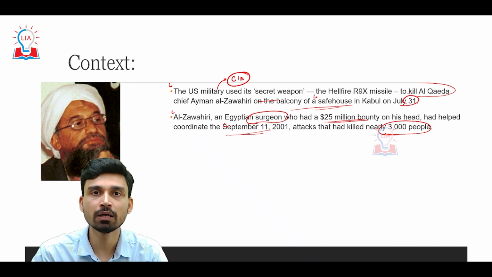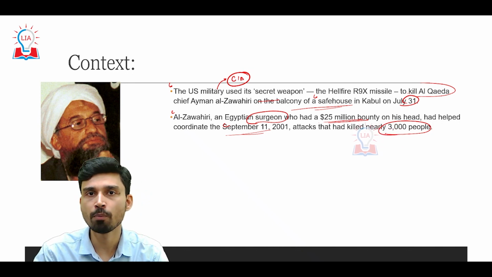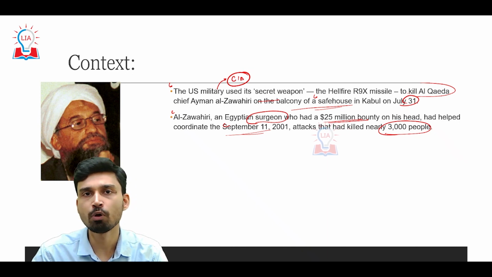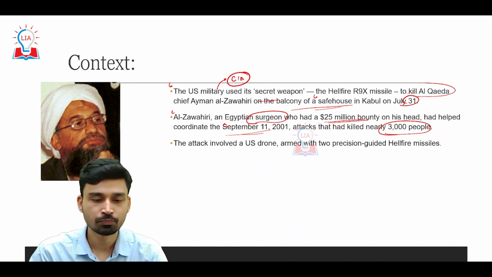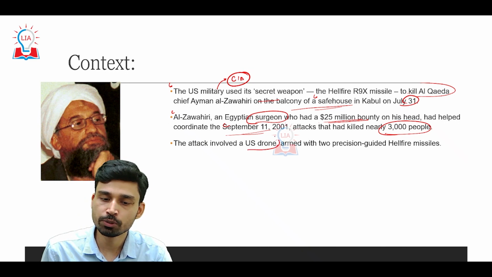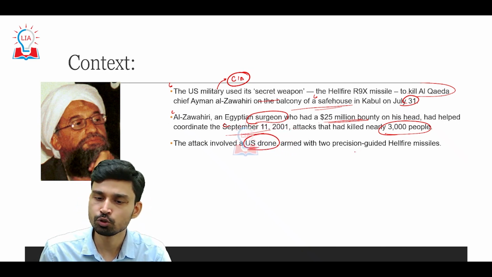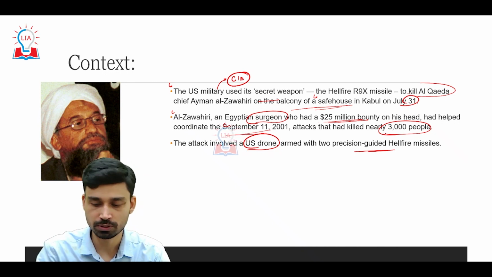Not only that, Ayman al-Zawahiri is also believed to be behind the bombing of the United States warship Cole, as well as the embassy bombing in Kenya. The attack involved a US drone, and it is through this drone that the missile was discharged, with 2 precision-guided Hellfire missiles used.